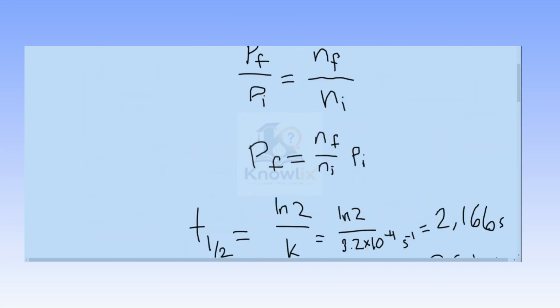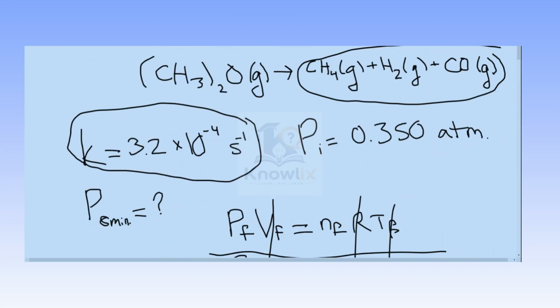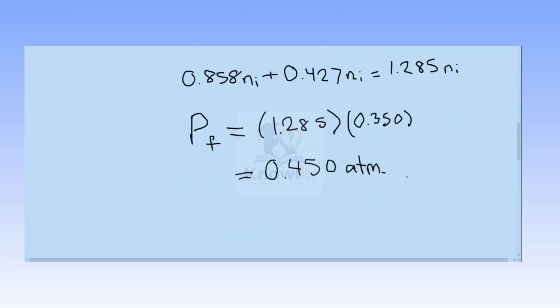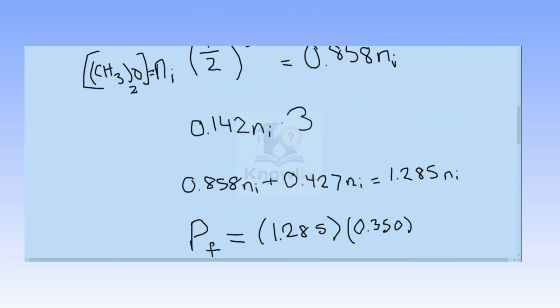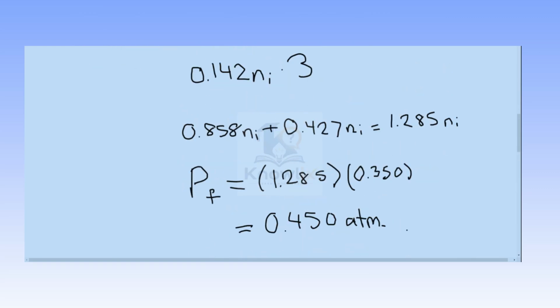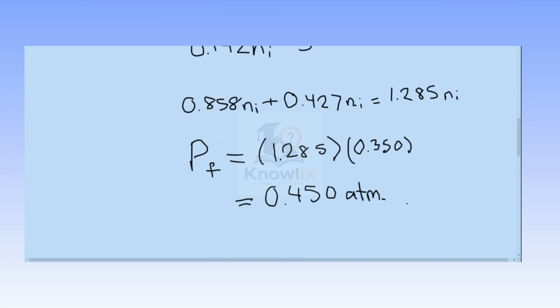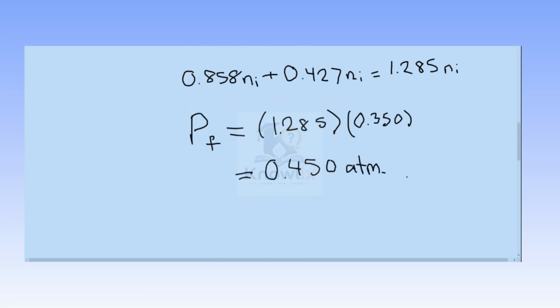So basically what we did is we found out how many moles of dimethyl ether we had left, plus the moles that were created by the reacting dimethyl ether, and that's the final moles that we had in the end. And then we just used the ratio of the moles we ended up with to the moles we started with to find our final pressure.